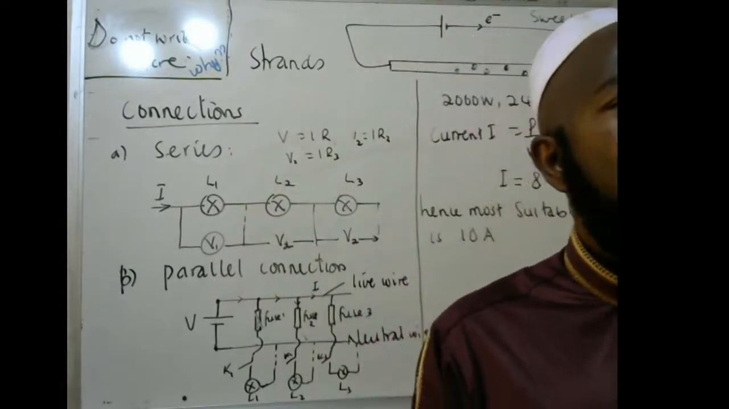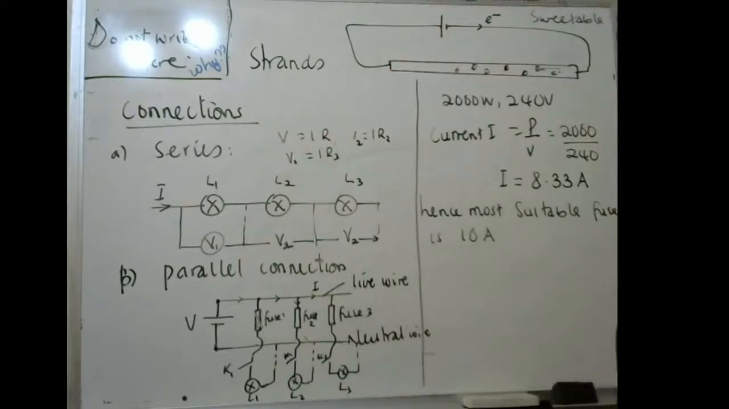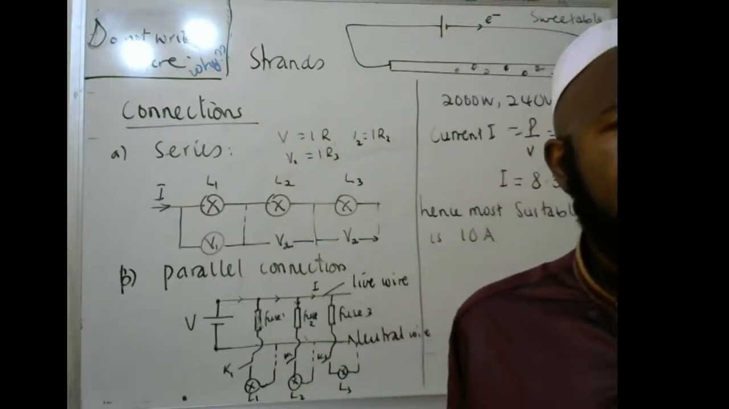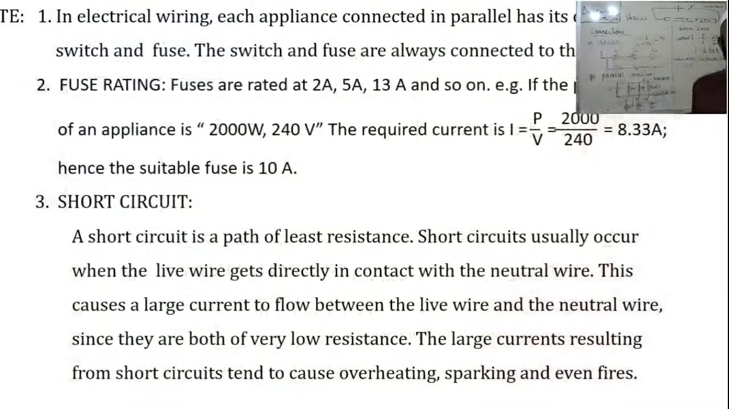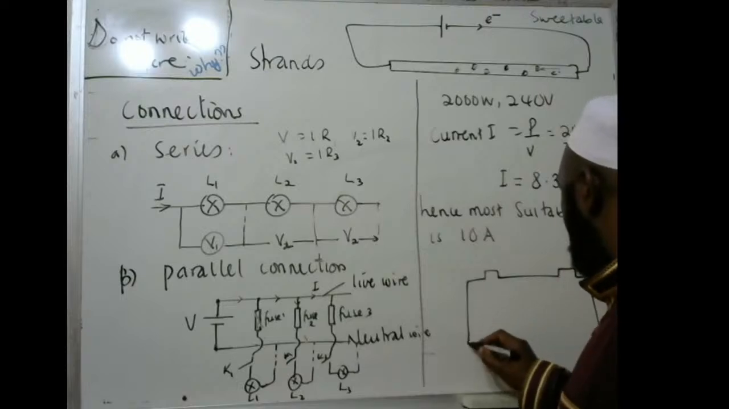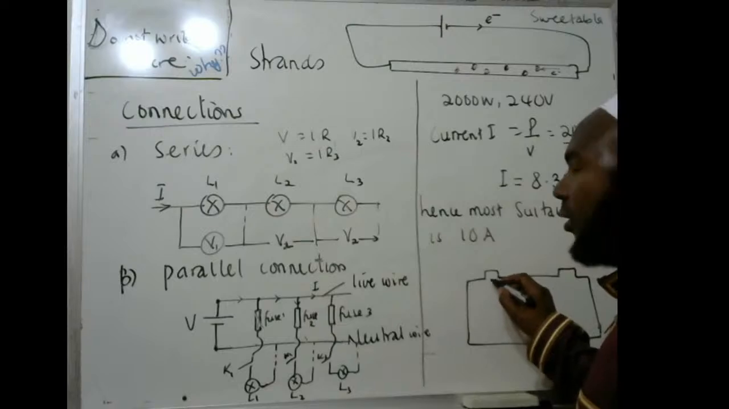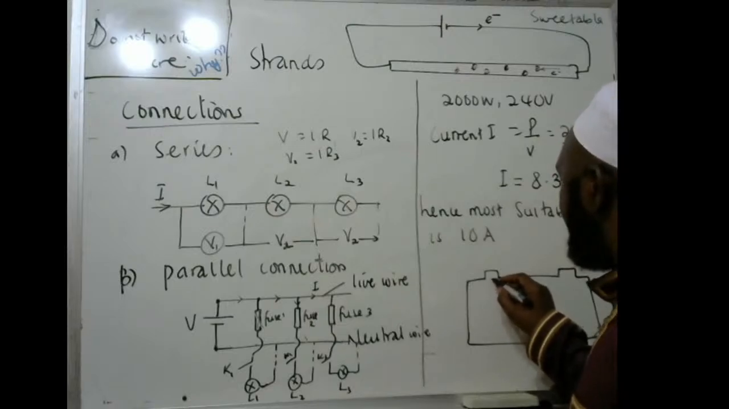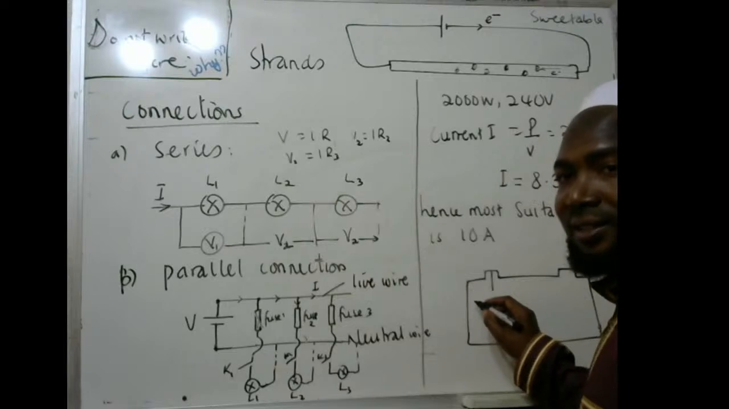3. Short circuit. Now generally, short circuit is the path of least resistance or path of low resistance. But it can come in many ways. Like for example, if you have a battery of this kind, of course, within a battery, we have plates.